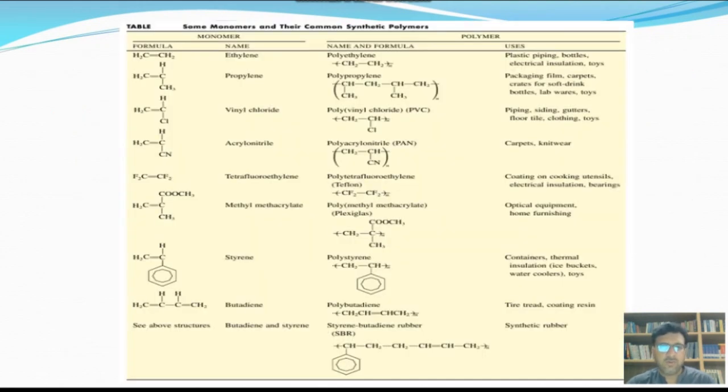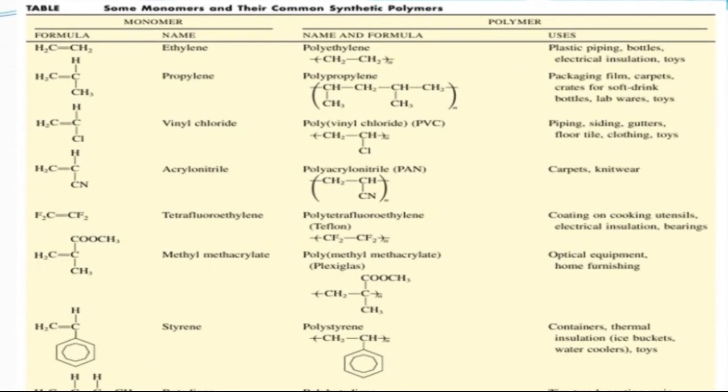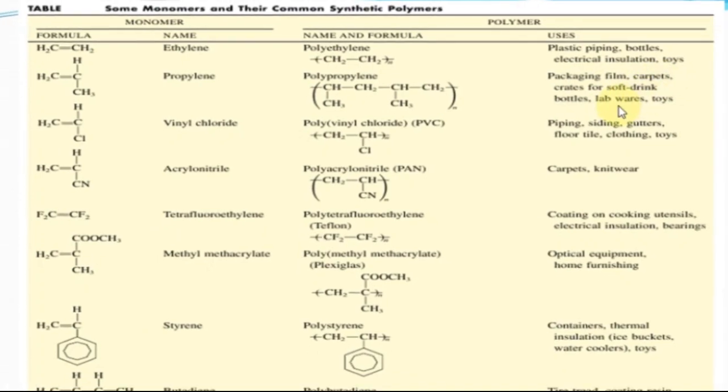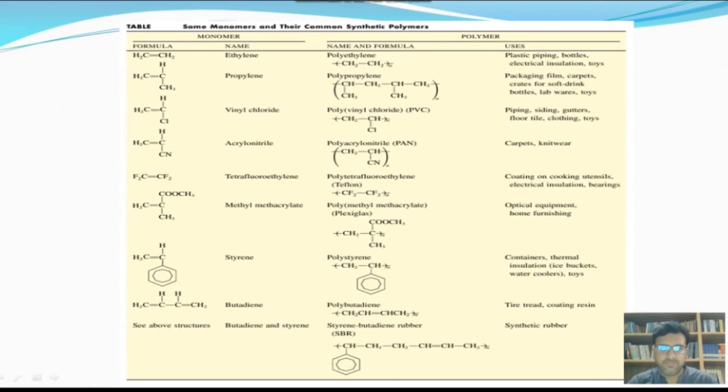Here is the list of some monomers and their common synthetic polymers. For example, ethylene, the formula of ethylene, and the polymer name and formula of the polymer is polyethylene, and its use is in plastic, piping, bottles, electrical insulation, toys. Propylene gives polypropylene, used in packaging films, carpets, soft drinks, labwares, toys, etc.